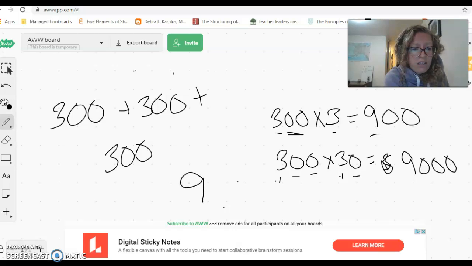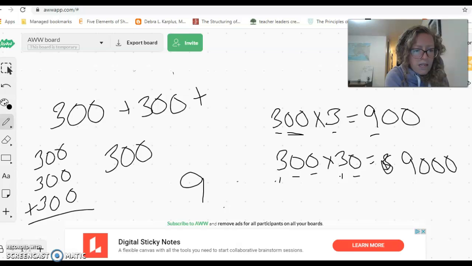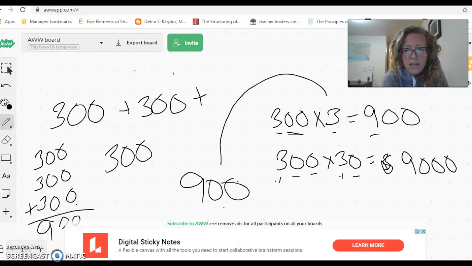If I have all of these lined up, which I should have in the first place, really, why didn't you guys tell me to do that? And I add them up. I have my 9. I'm doing this a little backwards. You should always go the other way around. 0 plus 0, 900. Is that what I got?